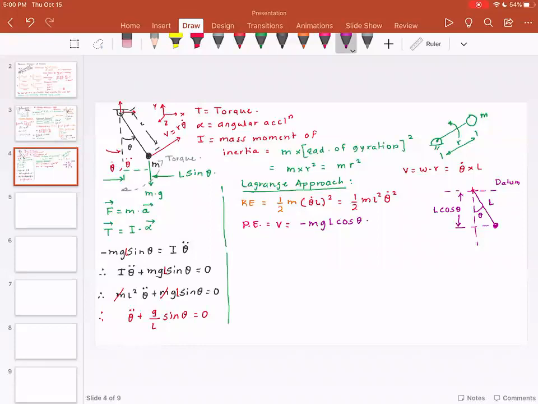Okay, since we don't have any questions, I am going to solve for the Lagrangian. The Lagrangian is T minus V, which is kinetic energy minus potential energy. So this becomes 1/2 m L square theta dot square minus minus plus, which is mgl cosine of theta. So now this is my Lagrangian.